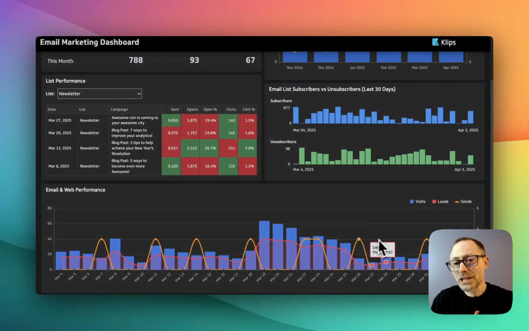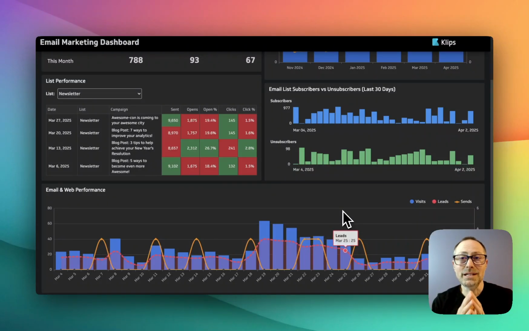And then, last but not least, what you want to make sure is that it's actually converting into leads. So being able to track people coming to your website, visits and leads, and then, just for context, taking a look at when did you actually send your newsletters? That's another really valuable way to look at how these emails are actually making a difference.